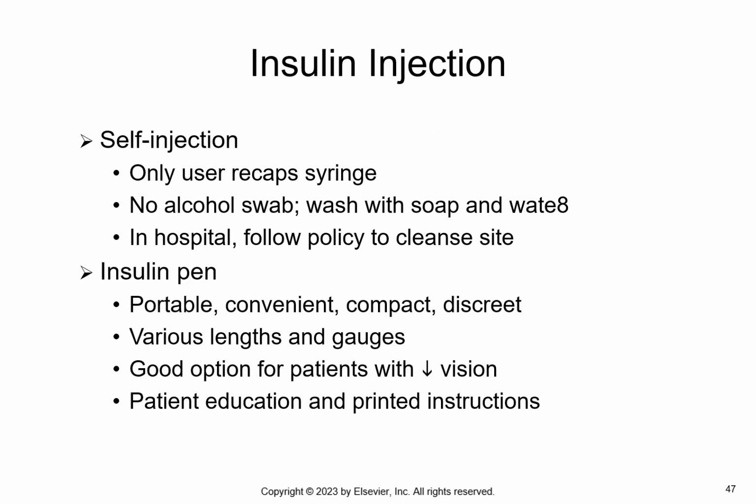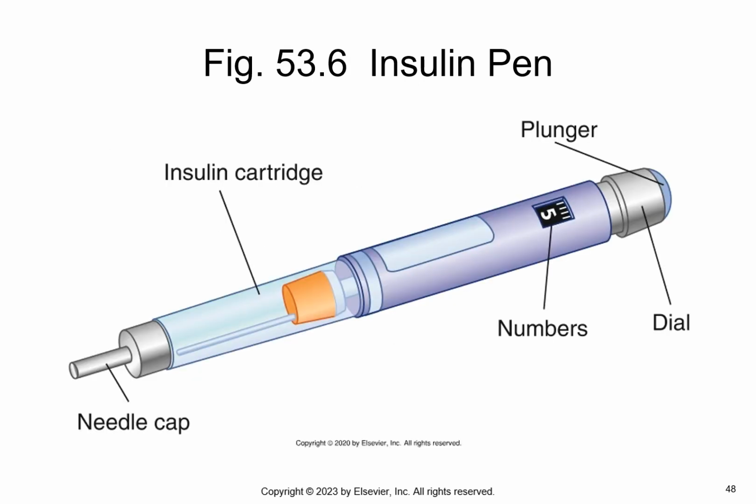Okay, we have gone through much of what's on page 47. Only users recap syringes, no alcohol swabs, wash with soap and water. In hospitals, follow policy to cleanse the site. The insulin pen is portable, convenient, compact, discreet, comes in various lengths and gauges, and is a good option for patients with decreased vision. Patient education and printed instructions should be given. You see a picture of an insulin pen on slide 48.